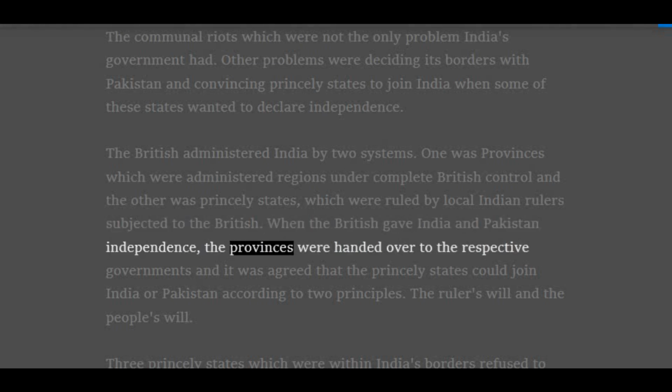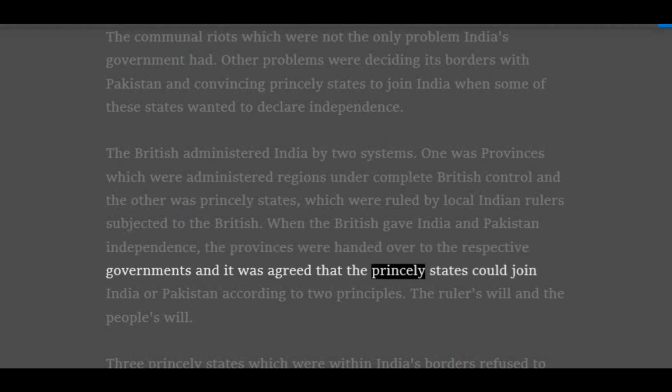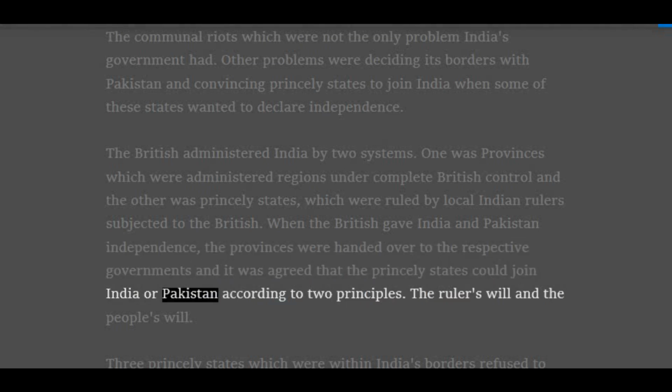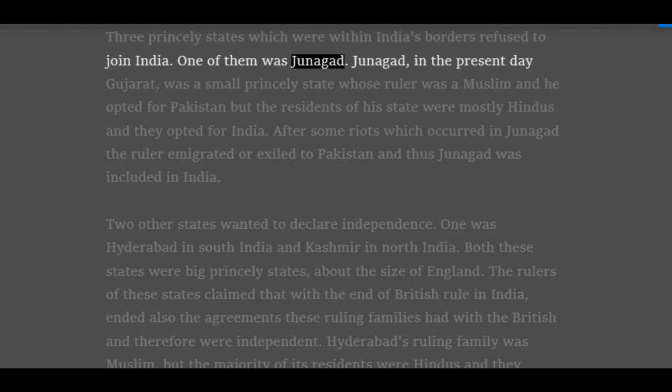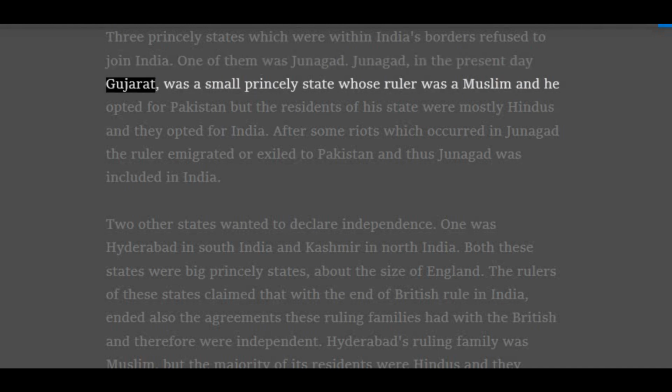When the British gave India and Pakistan independence, the provinces were handed over to the respective governments, and it was agreed that the princely states could join India or Pakistan according to two principles: the ruler's will and the people's will. Three princely states which were within India's borders refused to join India. One of them was Junagad.